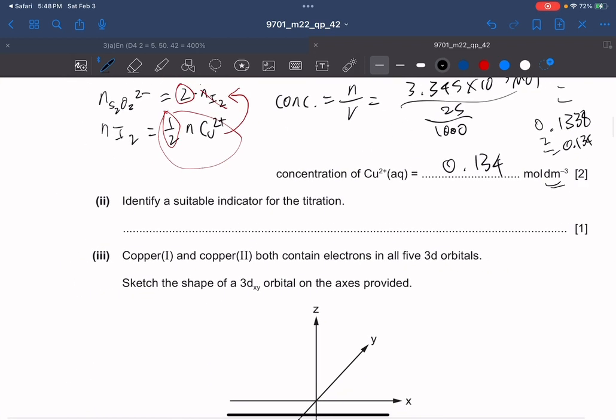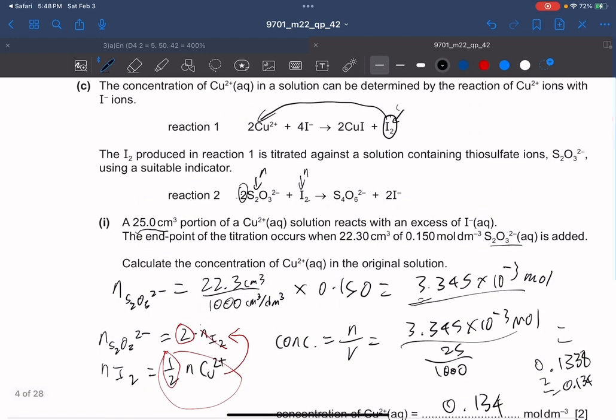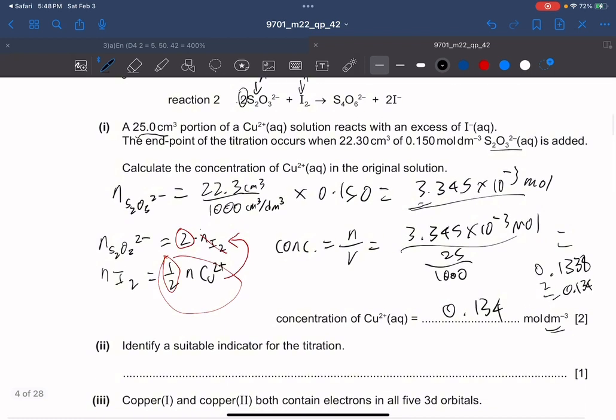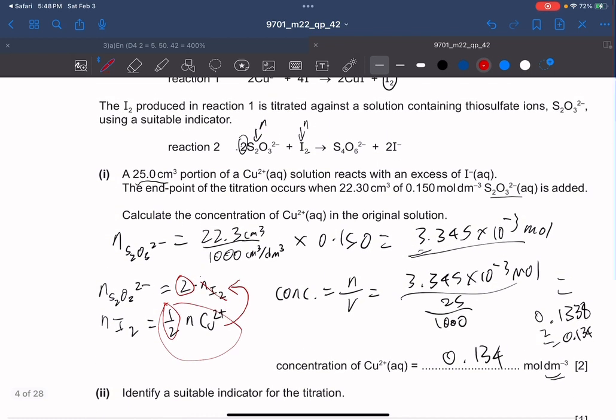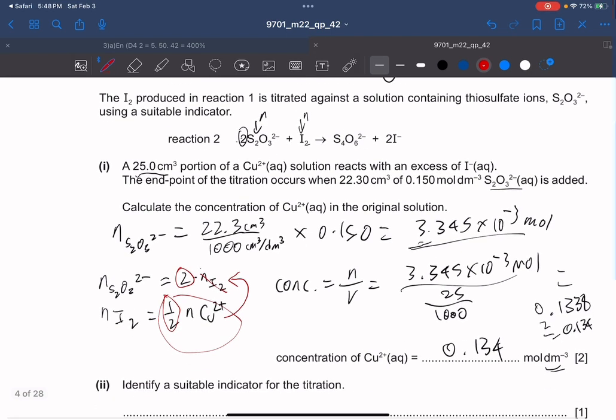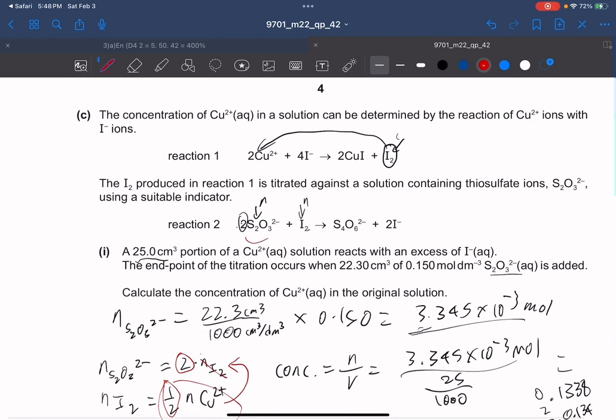All right, so identify a suitable indicator for the titration. So here, obviously you could just memorize this, but I think there's something important about knowing what's actually going on here in the reaction. Basically, what we're doing in the reaction is adding this thiosulfate to react with the iodine. So if we need an indicator, it's either going to be an indicator that detects 2I minus or detects iodine. If it detects iodine, it means it's going to change its color.